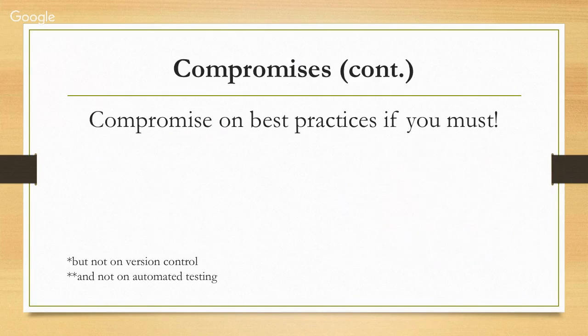So I guess the take-home message is compromise on the best practices if you must. But really, you need to be doing version control. That you can start today. And you need to be doing automated testing at some level. I mean, you just have to be doing that. All code is wrong, but code that you have automated tests for can be useful.